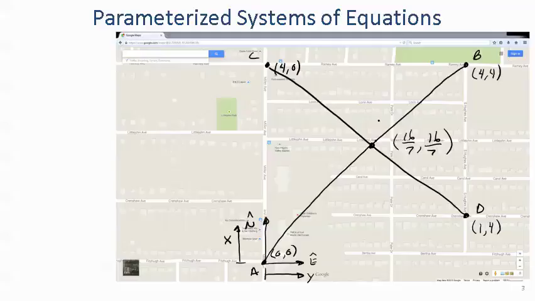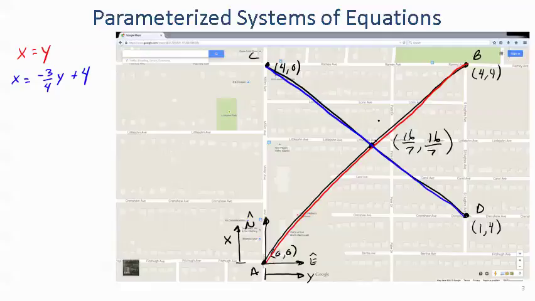So using this information, we're able to get two equations to describe these two lines. This line here was defined as x equals y, and this line here was defined as x equals minus 3/4 y plus 4.